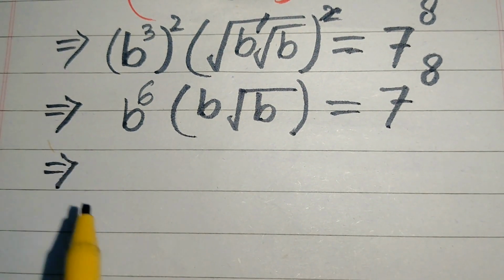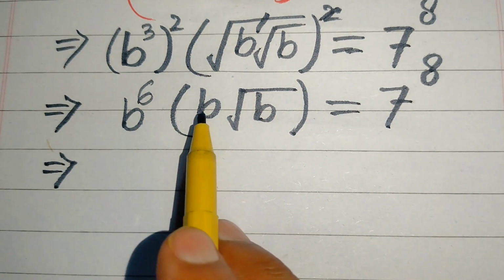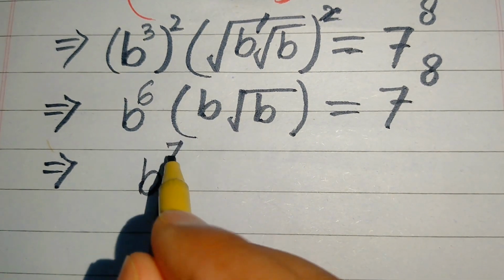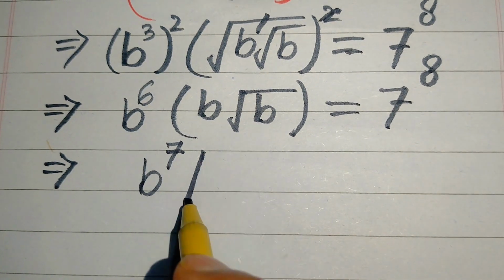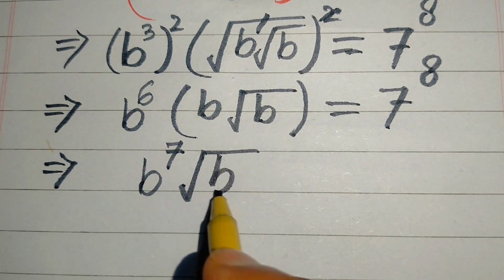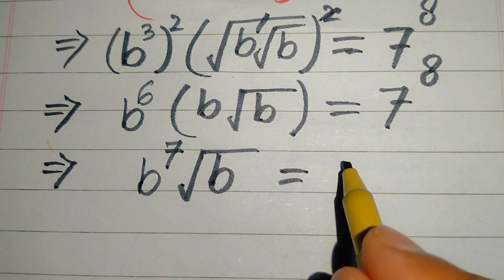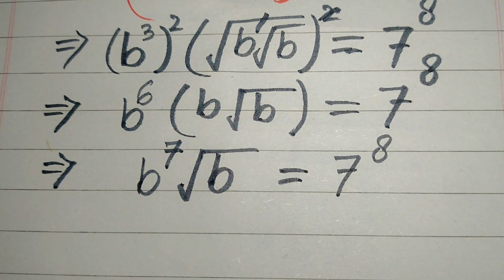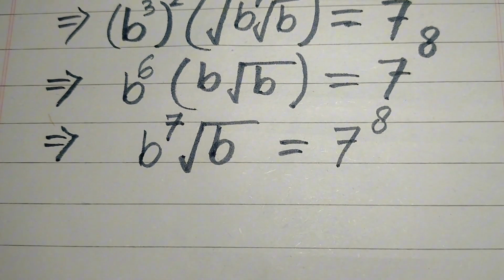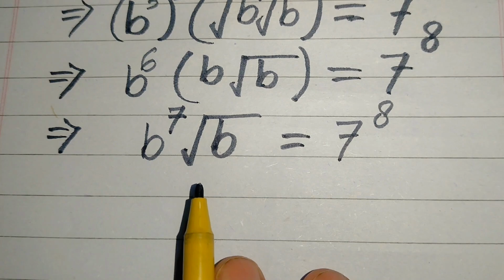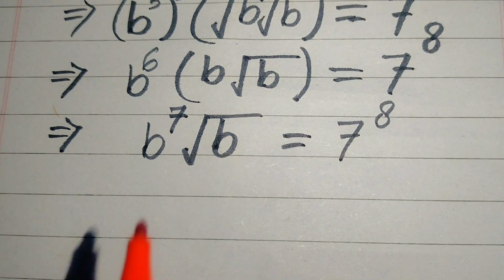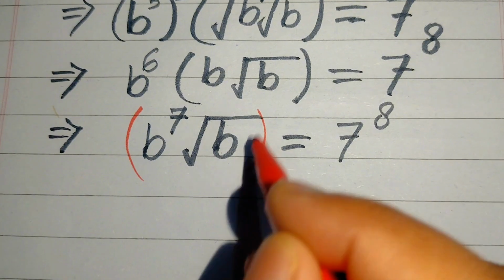Further we need more simplification, and we have b to the power of 6 multiplied by b is equal to b to the power of 7 times the square root of b, and this is equal to 7 to the power of 8. So you see that all these square root signs are removed except just one square root sign. So we again take squaring on both sides.